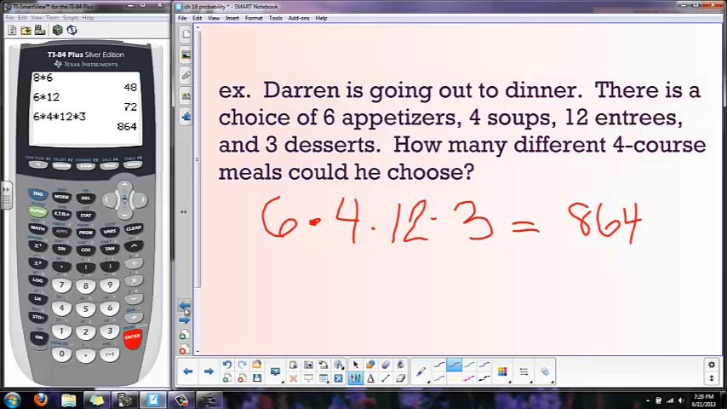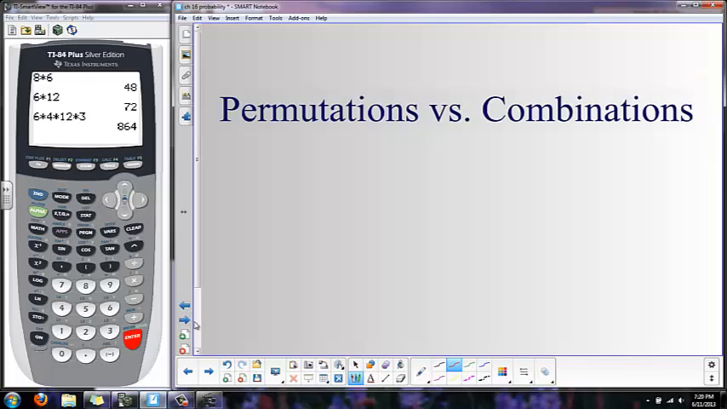I think that you're going to have a couple of questions like that on your homework assignment. I haven't seen too many questions dealing with this on the practice regions exams just because it's really easy. But hey, you know what? You never know. You might see something like that in the future. Next thing we're going to deal with is permutations versus combinations.